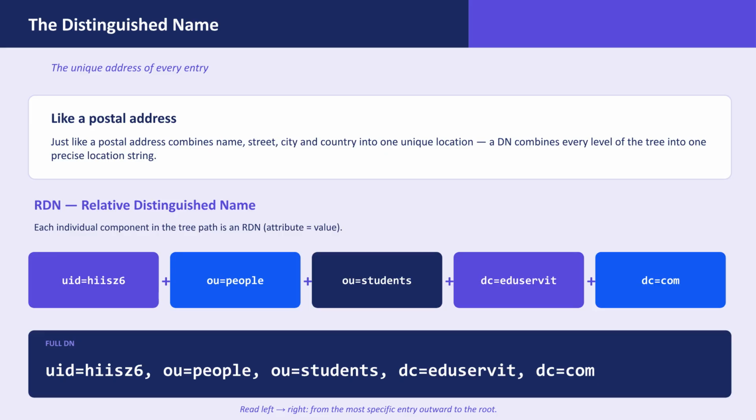When you chain all the RDNs together from the leaf all the way up to the root, you get the full distinguished name: UID equals HIISZ6, OU equals people, OU equals students, DC equals eduserveit, DC equals com. Read it from left to right. You start at the most specific level, the individual entry, and move outward to the root of the organization. This DN is completely unique. There can only be one entry with this exact path in the entire directory. That is what makes it a reliable identifier.